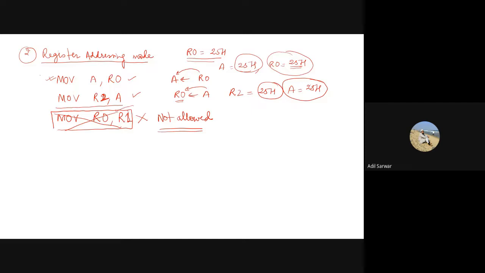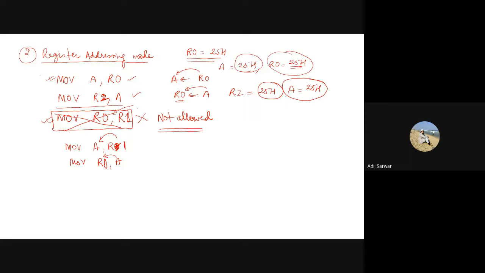So we can carry out this same operation. What does this operation intend to do? Copy the content of R1 to R0, but it is not allowed in 8051. So first we copy R1 to A, and then the content of A will be copied to R0. So this is not a valid instruction in 8051.